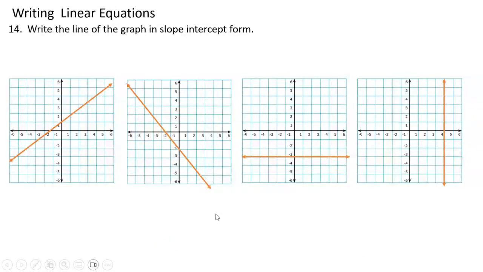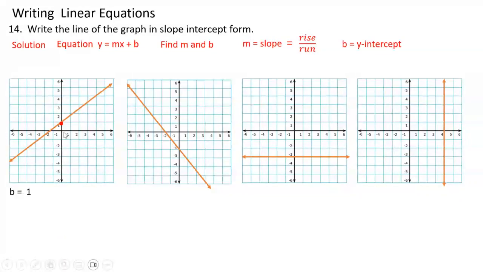Now, number 14. From this, we should be able to write the equation of the line in slope-intercept form. What do we need? We need the slope and we need the b. Remember that first we'll start with the b. The slope will be the rise over the run. So here my b is 1, because the b is the y-intercept.